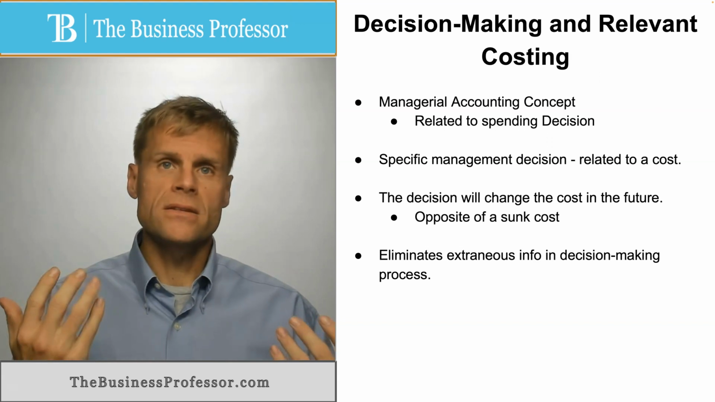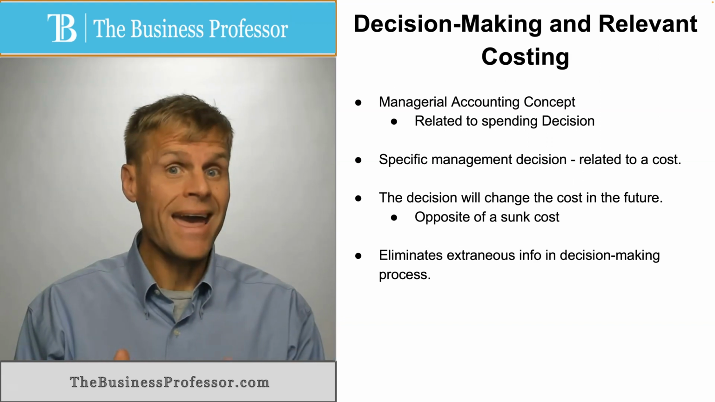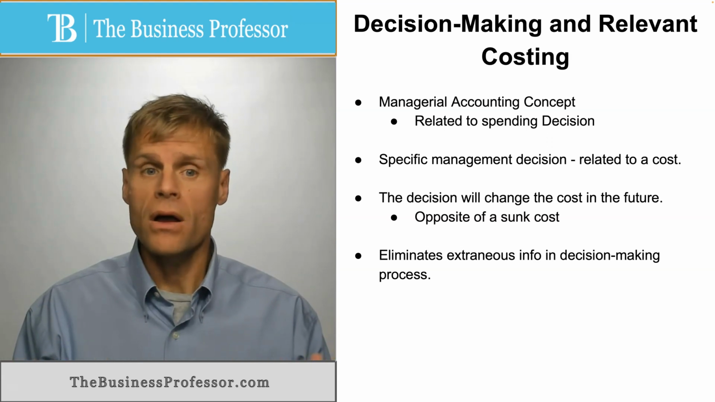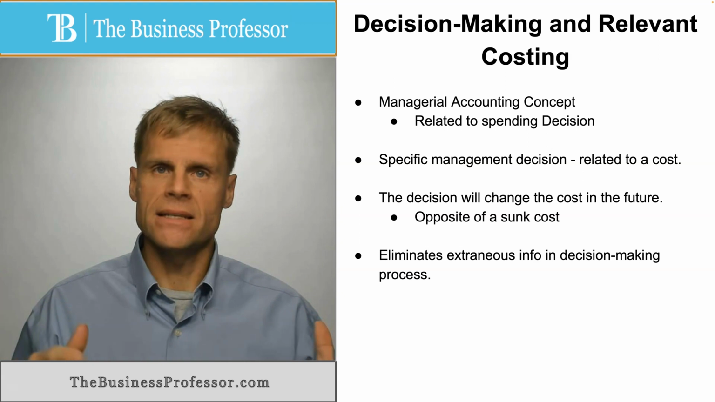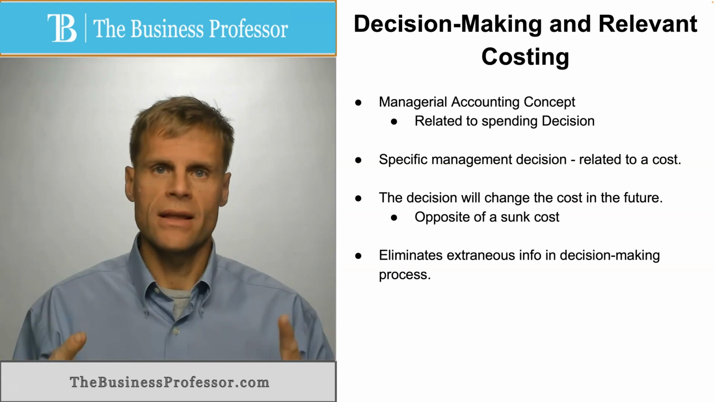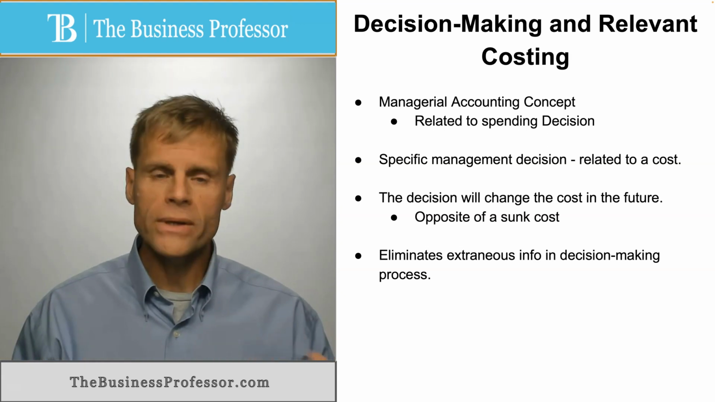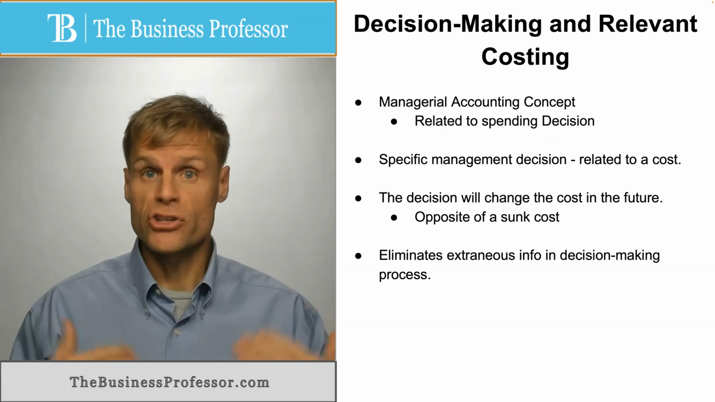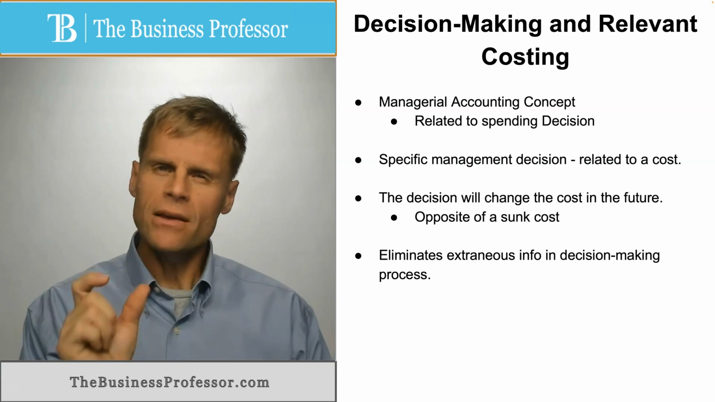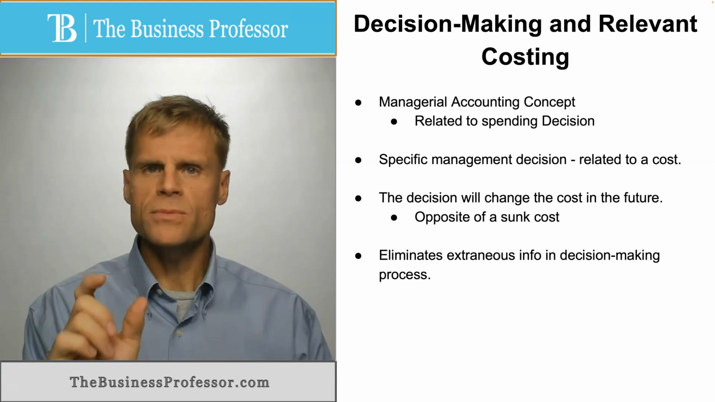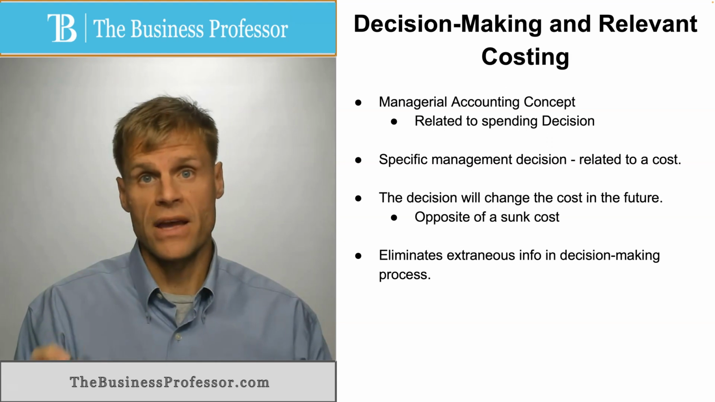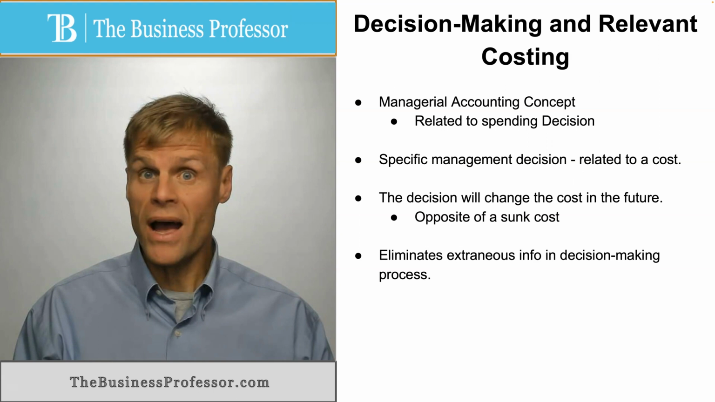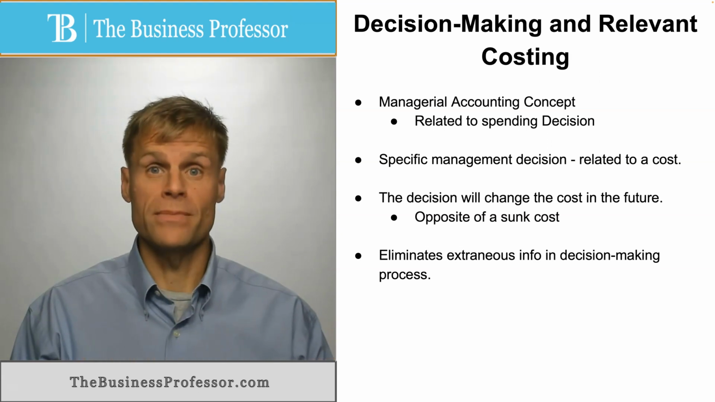Now, why is it so important for a manager to have information about, or at least be able to identify, what is a relevant cost? Well, it eliminates the extraneous information that's present in any decision. There's always going to be factors, there's always going to be considerations that need to be understood whenever making a decision. If you can identify one specific aspect, the cost effect of the decision, that oftentimes is one of the primary drivers of the ultimate decision taken or made.